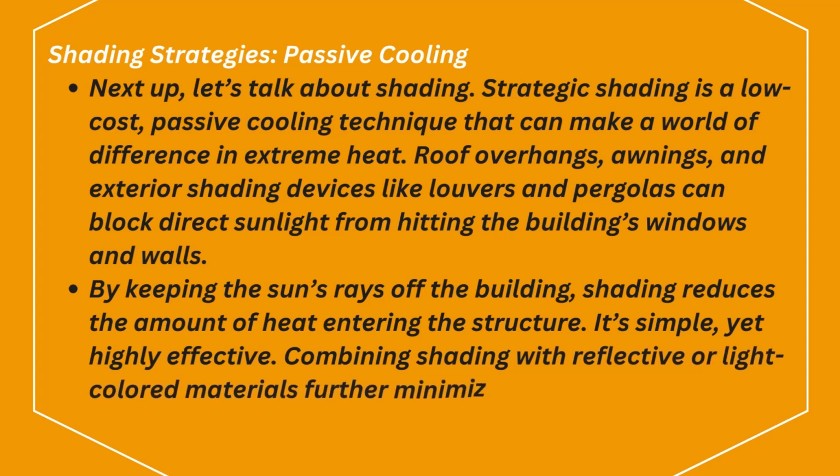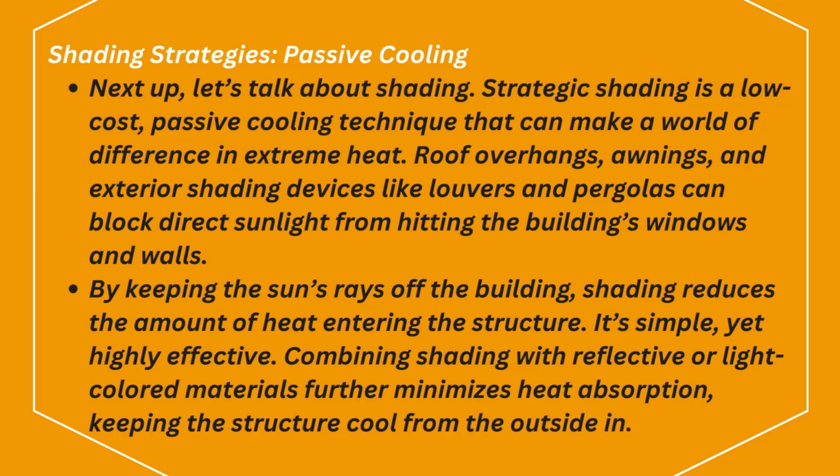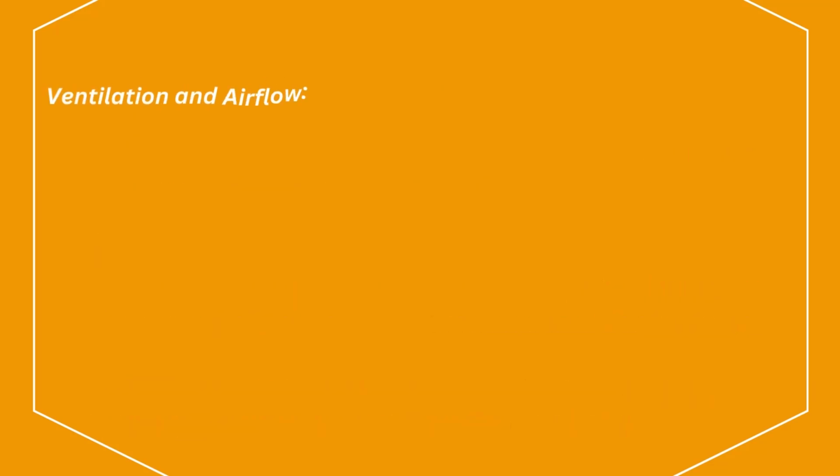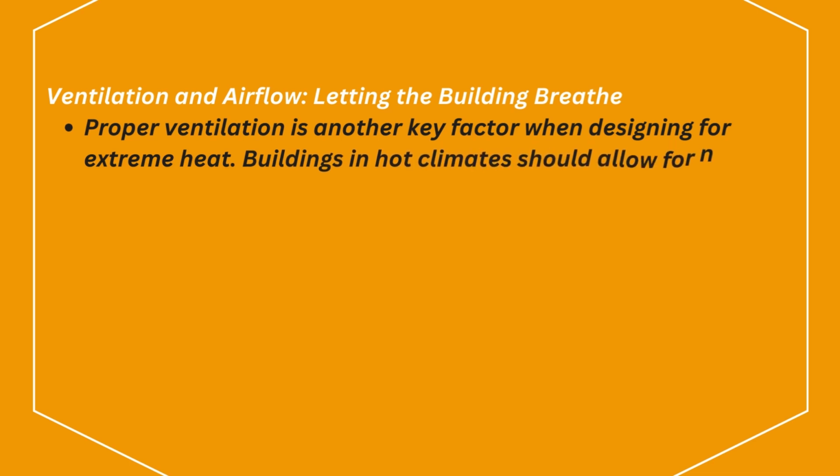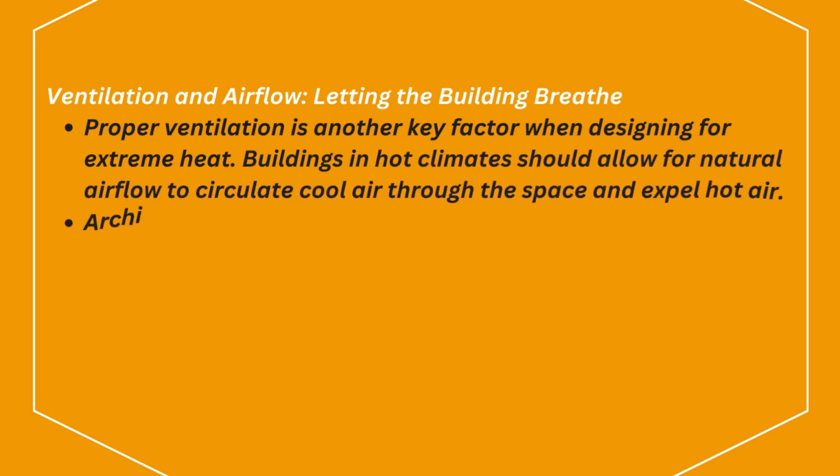Combining shading with reflective or light-colored materials further minimizes heat absorption, keeping the structure cool from the outside in. Ventilation and airflow. Letting the building breathe. Proper ventilation is another key factor when designing for extreme heat. Buildings in hot climates should allow for natural airflow to circulate cool air through the space and expel hot air.